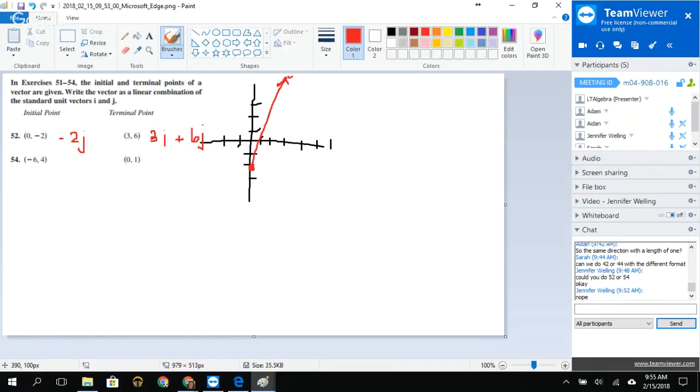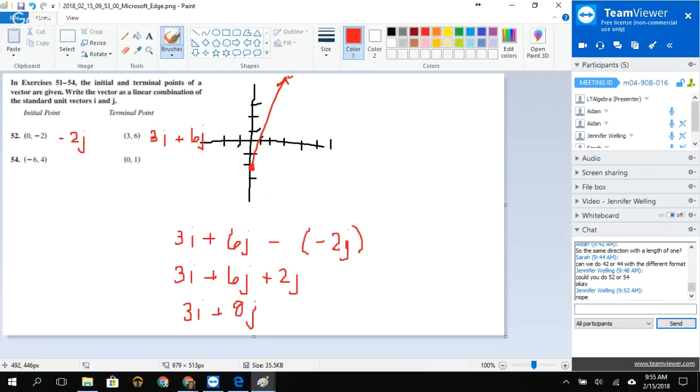So we have 3i plus 6j. So we have our terminal vector, and then we're going to subtract our initial vector. And so because we're subtracting a negative, we end up with 3i plus 6j plus 2j. This should be a j here. And we get 3i plus 8j.